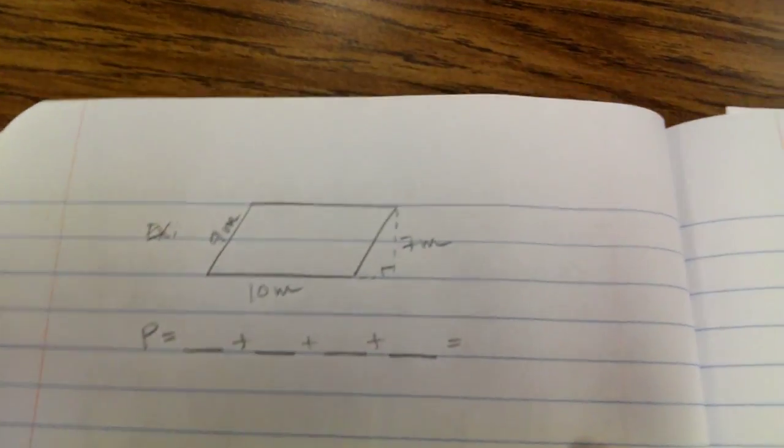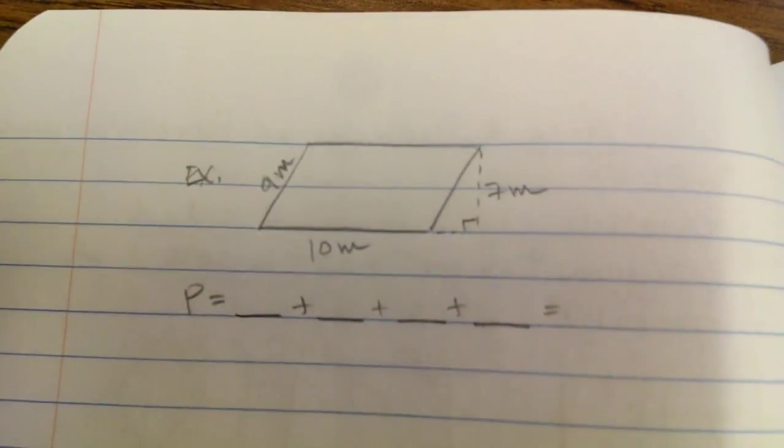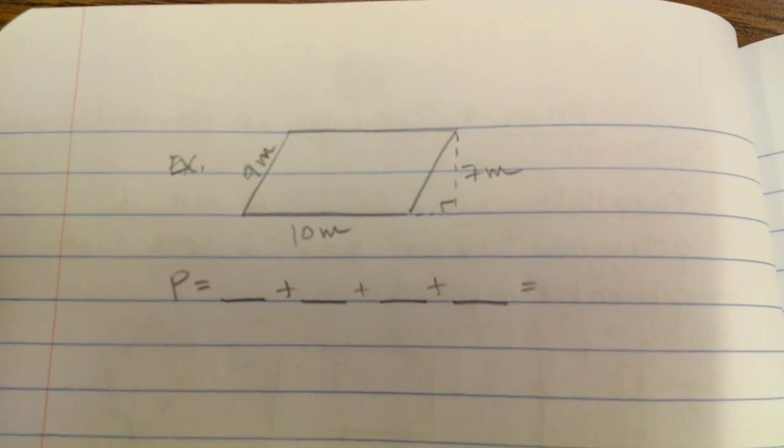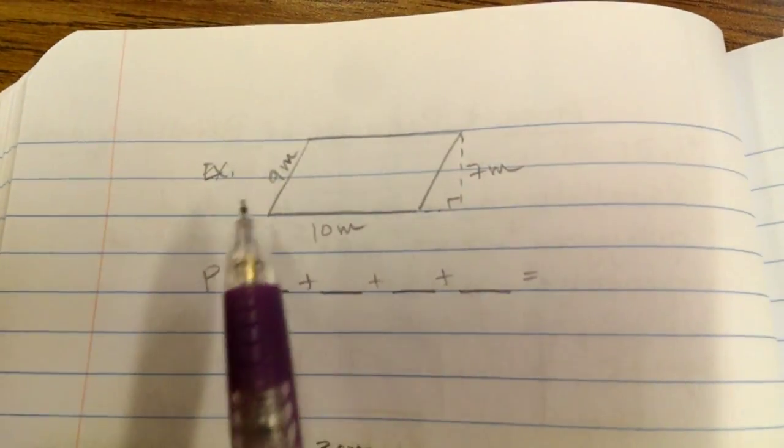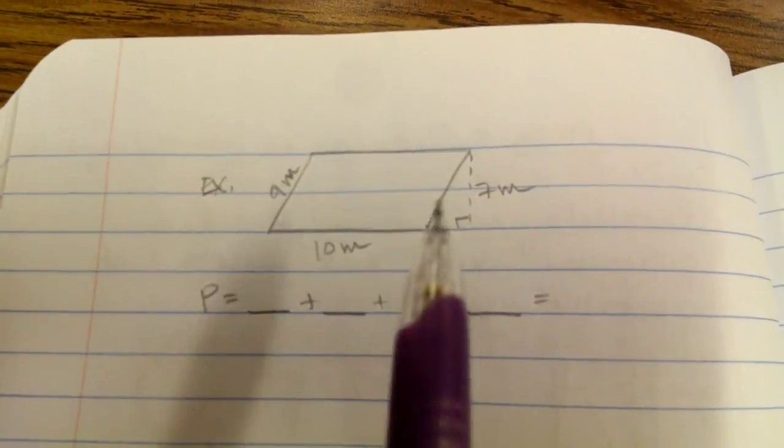So let's do a few parallelograms. When we look at this parallelogram, let's find the perimeter. Well, this parallelogram is made up of four sides. All parallelograms actually are made up of four sides because they're four-sided polygons.